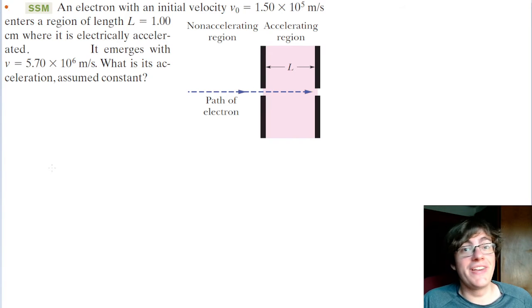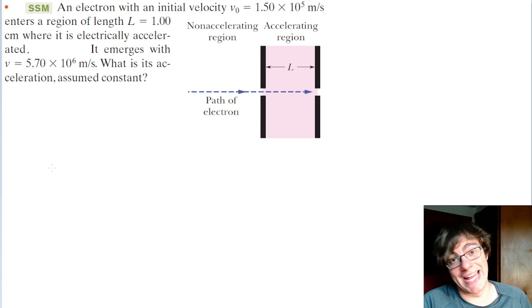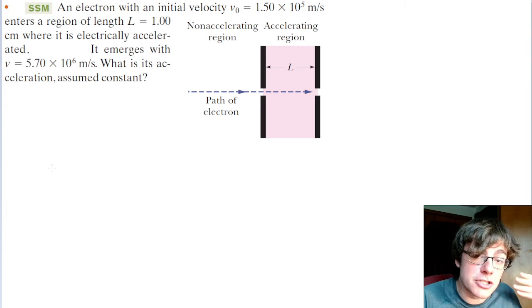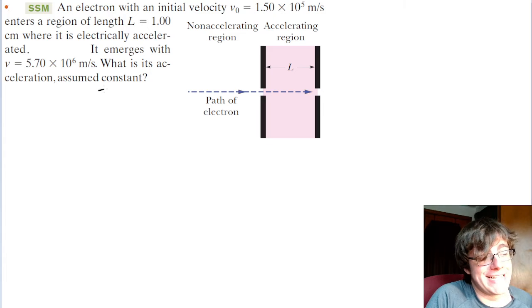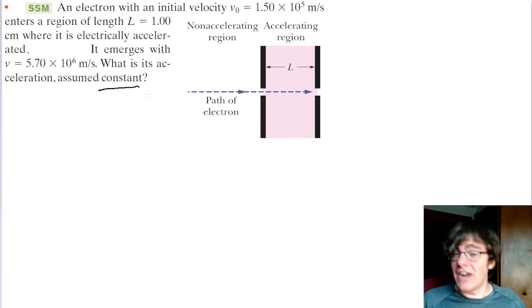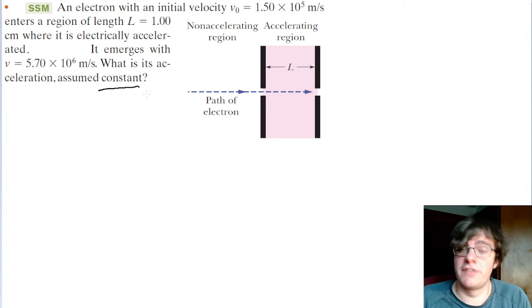In this problem, we've got an electron that is passing through an accelerating region. So it's entering that region with one speed, and as it's in that region, it's being sped up to another speed. We're told that the acceleration is constant, and we're being asked to find that acceleration given the length of the region and the initial and final speeds.